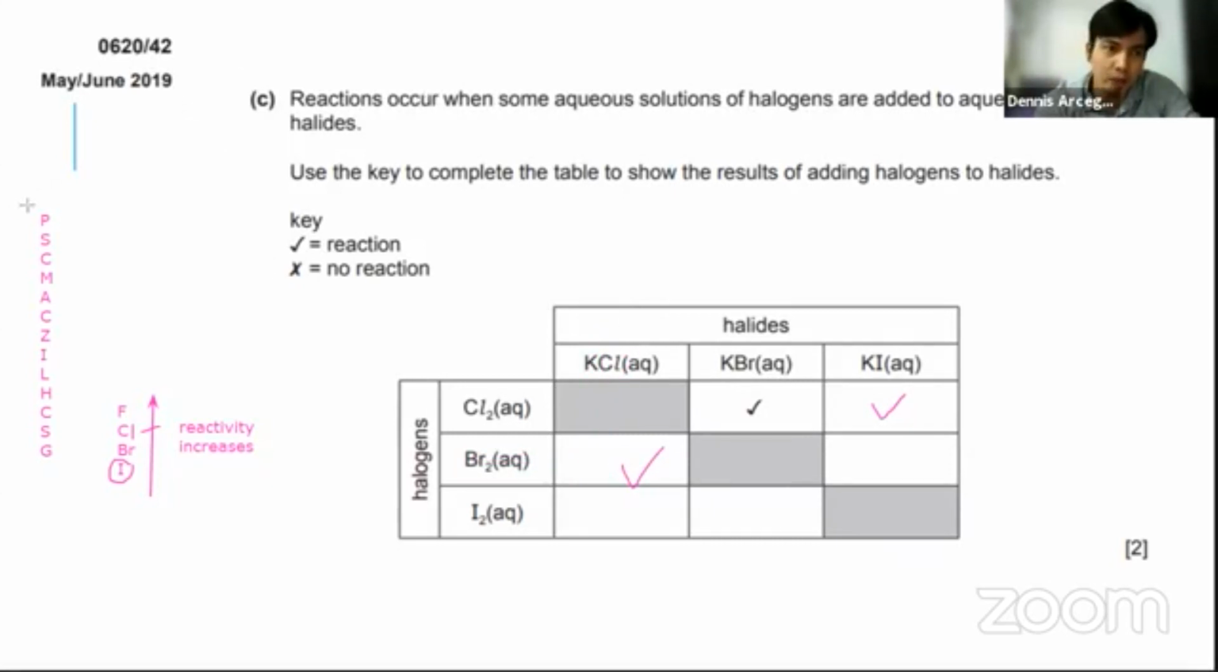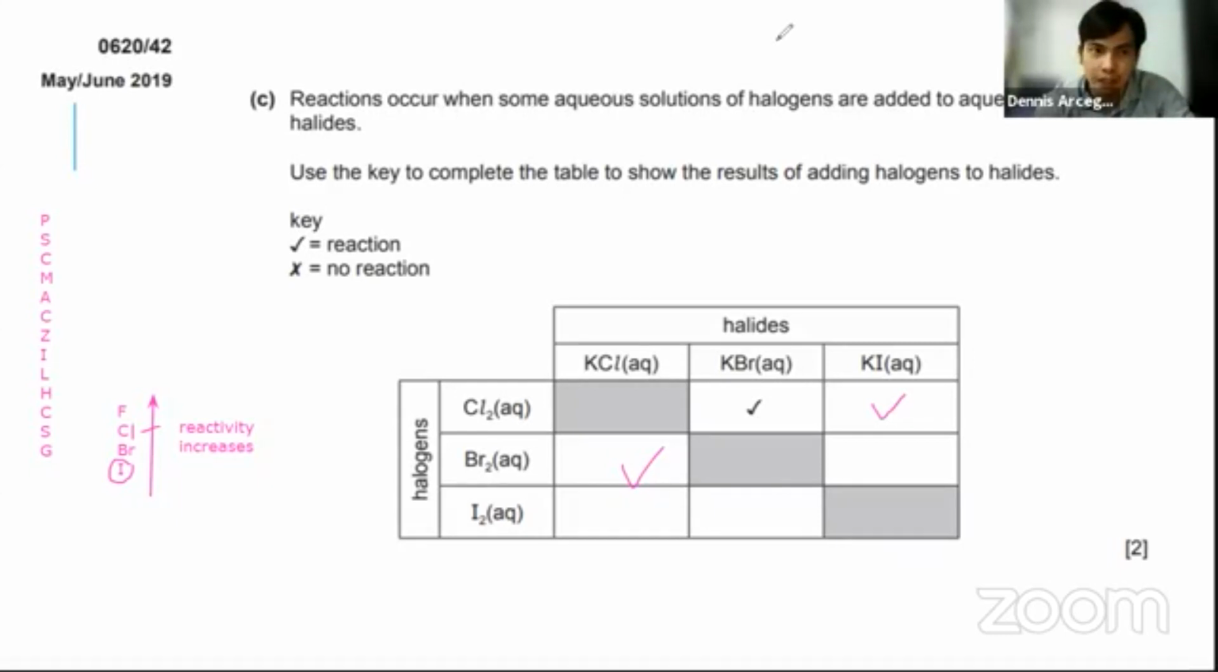Same goes with the metal. The one on top is the most reactive. The one on top can replace the one below in the compound. So that is how it is. The more reactive substance can replace the less reactive substance if they are going to combine together.